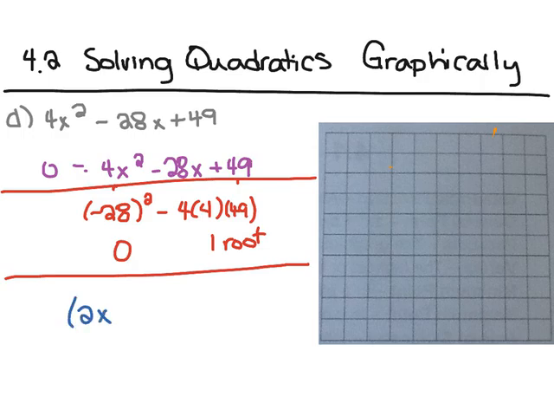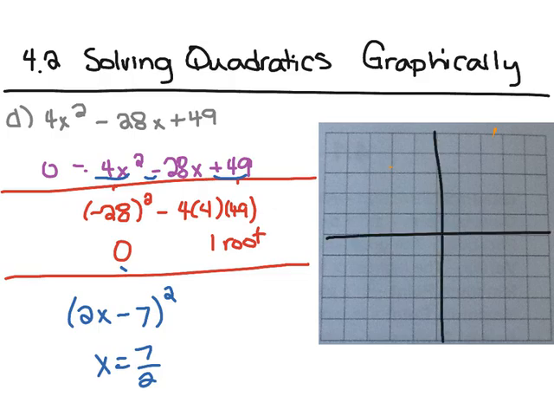So we have 2x plus or minus 7. So you take the square root of your first term, the sign from here, and the square root of this. So therefore, x equals 7 over 2. So when we graph this, at 7 over 2, we're going to have a point somewhere in here. And it's positive, so we know it opens up. So it touches the line, and then it goes up.